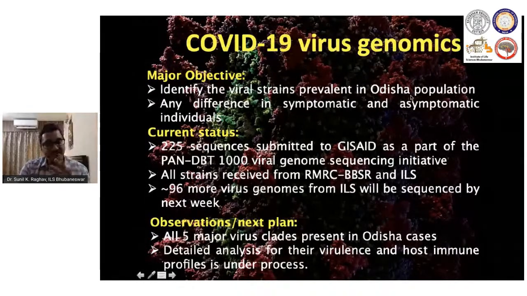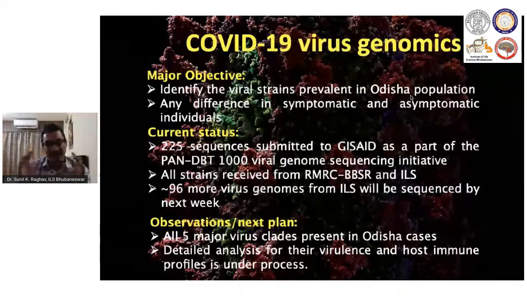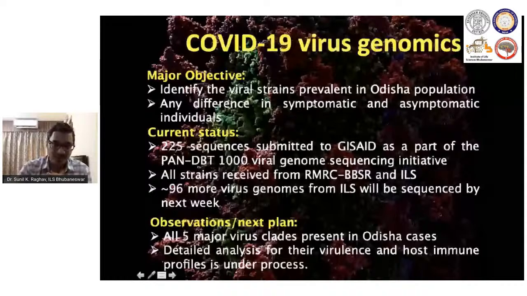But I would say this is not the Odisha population, because these are migrants to Odisha who migrated from different places or different states in India, that is Maharashtra, Kerala, Tamil Nadu, Hyderabad or Gujarat. So basically it's covering the whole Indian population. Then we wanted to see, is there any difference in the virus genome in symptomatic and asymptomatic individuals when they get infected? So what is the current status of our analysis?